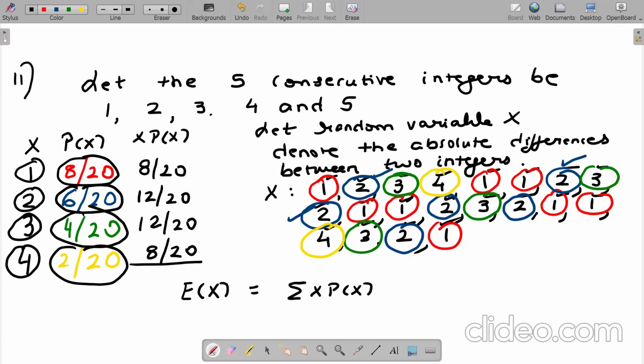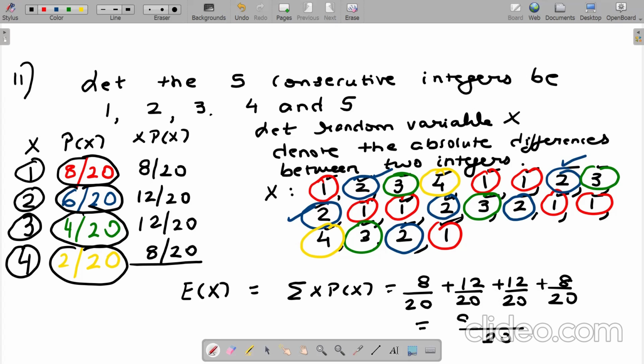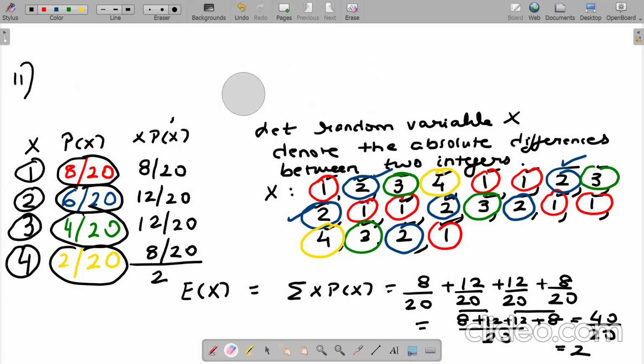And if I sum up, this is going to be 8 over 20 plus 12 over 20 plus 12 over 20 plus 8 over 20. So if I add all this up, it's 8 plus 12 plus 12 plus 8. So 8 plus 12, 20, 12 plus 8, 20, 20 plus 20, 40, 40 over 20 is 2. So I can write that the expected value of x comes out as 2.